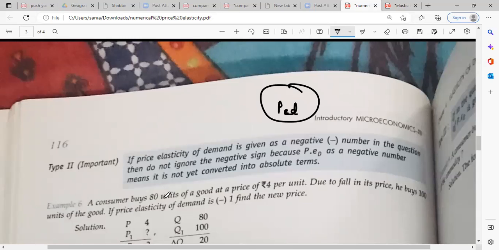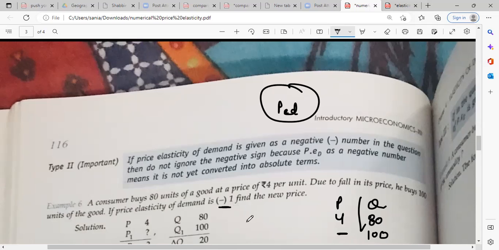A consumer buys 80 units of a good at the price rupees 4 per unit. Due to a fall in price, he buys 100 units of the good. If price elasticity of demand is -1, you have to find the new price. So over here, what is given? First of all, you will make a table of P and Q. He is purchasing 80 units, and the price is 4. The price is falling, and now he is buying 100 units. But you don't know the next price, right?